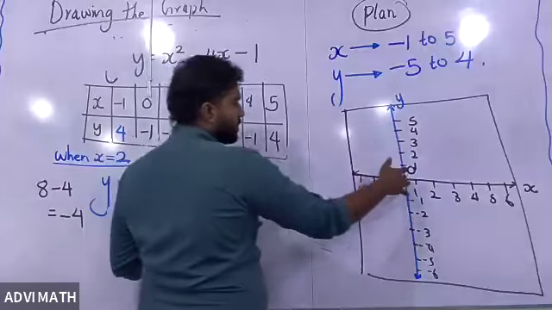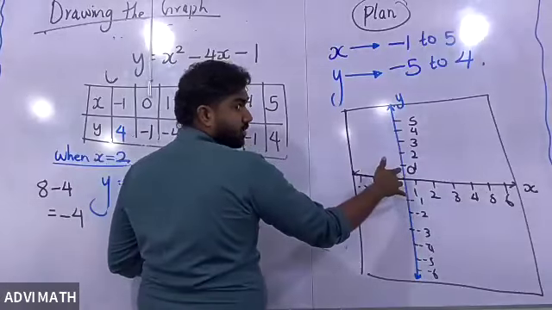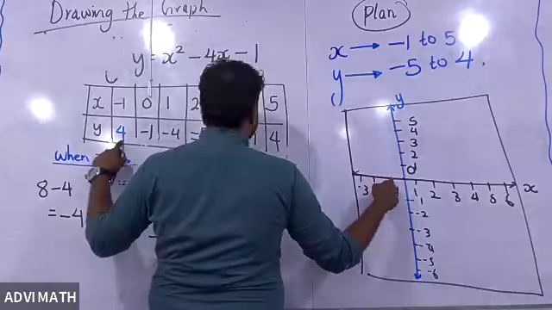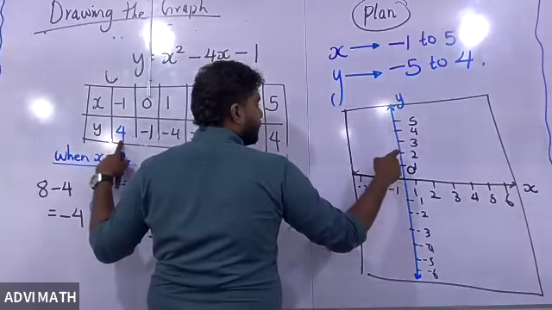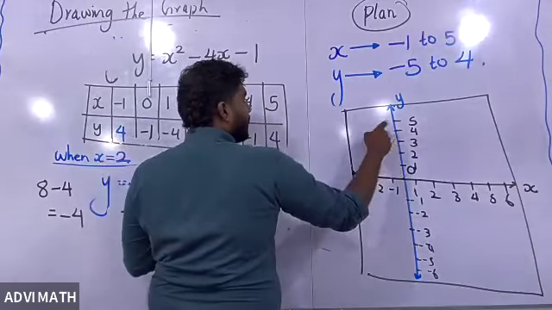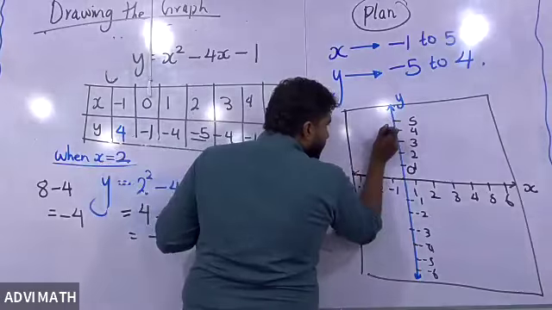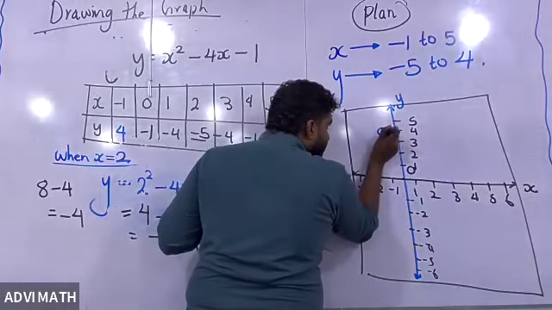Where is my x-axis? This. -1 is here. What is the y value? 4. I'm going up. This is my coordinate. Please keep a dot and circle the dot.